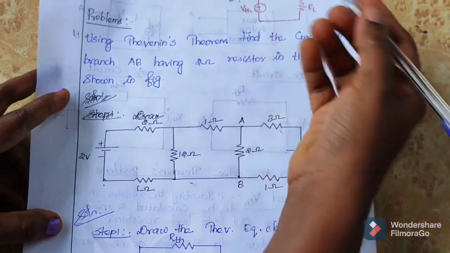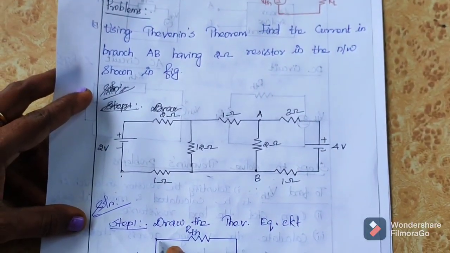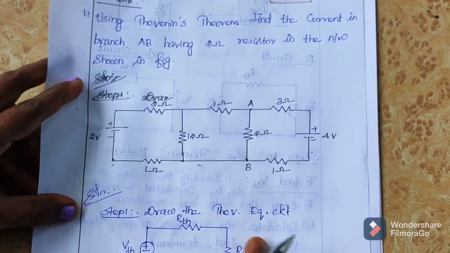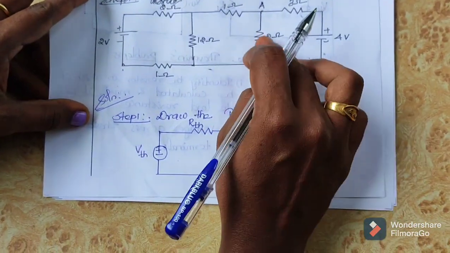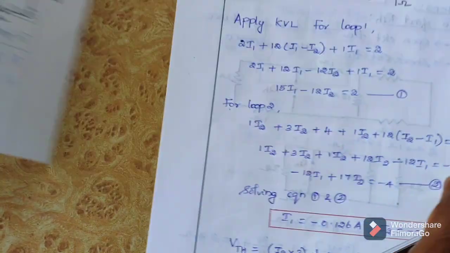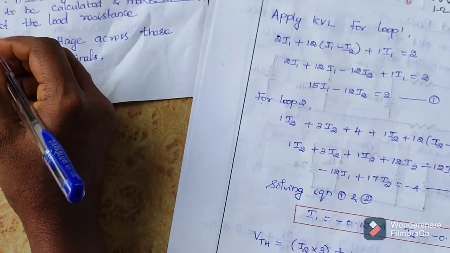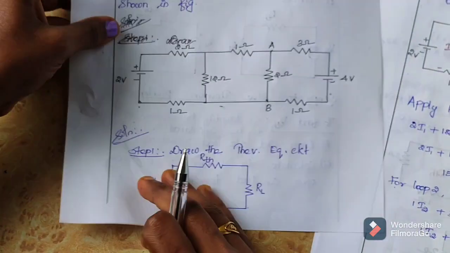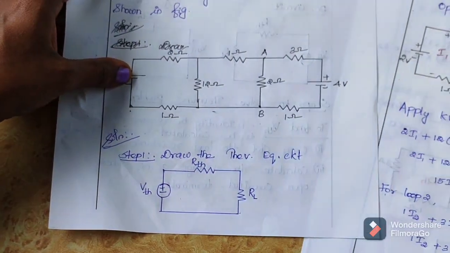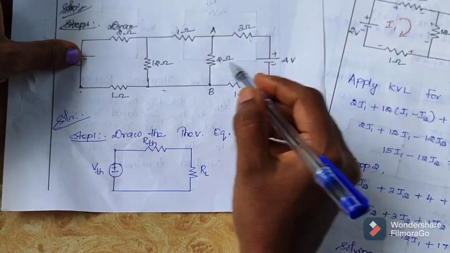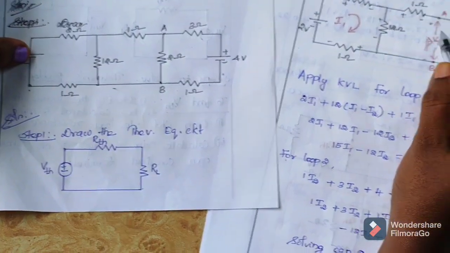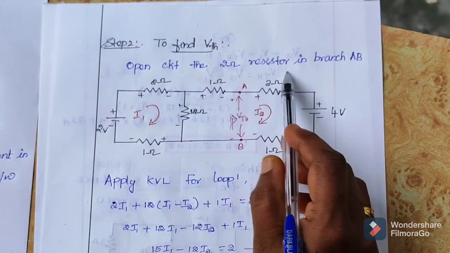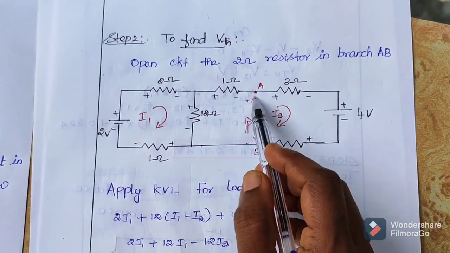Find the value of VTH and RTH. Our main aim is to find the value of VTH, RTH and RL. Now we know RL is the 2 ohm resistance. To find VTH, what is the procedure? Open circuit the load resistance. So what should we do with the 2 ohm resistance? Open circuit it, disconnect the load resistance, and then find the VTH value across it.